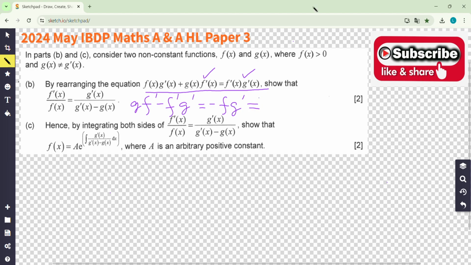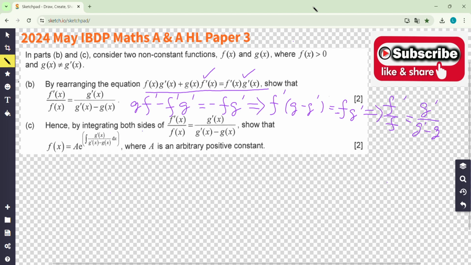Next step, remember this implied symbol. Take out the F dash, so F dash (G minus G dash) equals F G dash, and then move it to the other side, then get rid of these negative signs. So you have a negative here, remember. So you got F dash over F equals G dash over (G dash minus G). In examination, remember, keep all the (x) brackets. I'm just lazy.